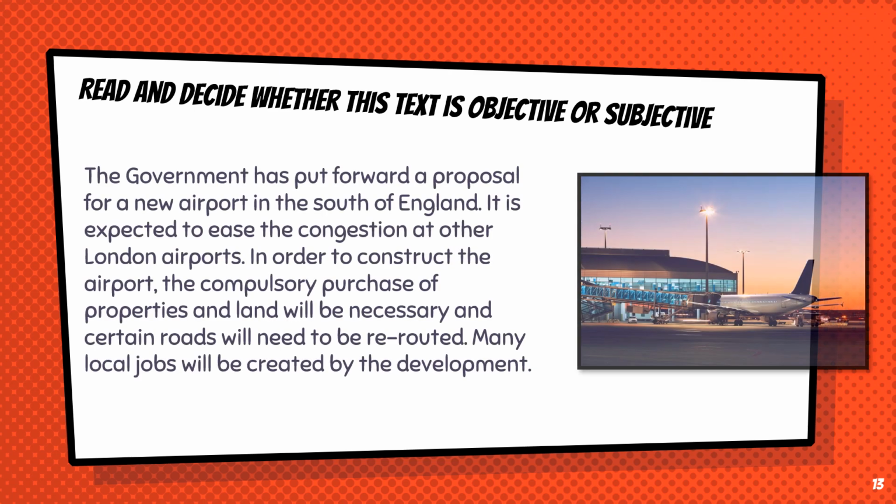Let's read. The government has put forward a proposal for a new airport in the south of England. It is expected to ease the congestion at other London airports. In order to construct the airport, the compulsory purchase of properties and land will be necessary, and certain roads will need to be rerouted. Many local jobs will be created by the development.